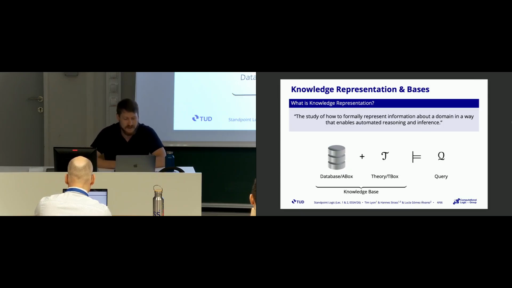So typically what we build in KR are things called knowledge bases. A knowledge base, formally speaking, is a pair that consists of two entities. The first entity is called a database or an A box, and the database or A box contains what's called assertional knowledge or factual knowledge.